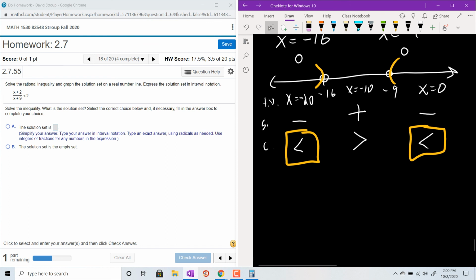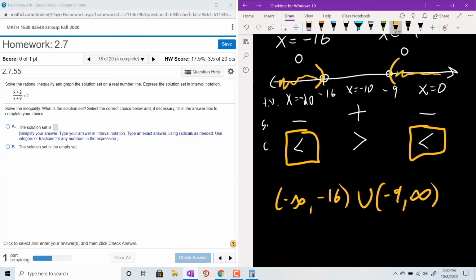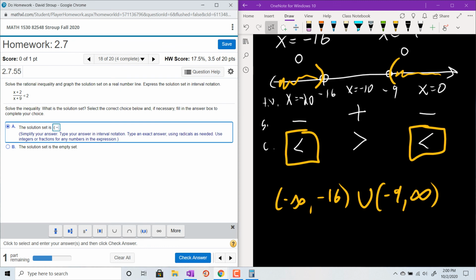Okay, so for our solution then, it's going to be negative infinity to negative 16, parentheses, unioned with negative 9 to infinity. Okay, hopefully that'll do it. Negative backslash inf to negative 16 unioned. I don't know how to type that in. Parentheses negative 9 comma backslash inf and parentheses.